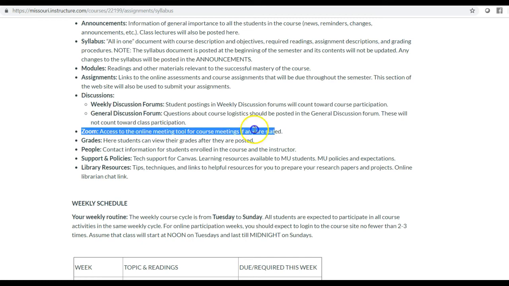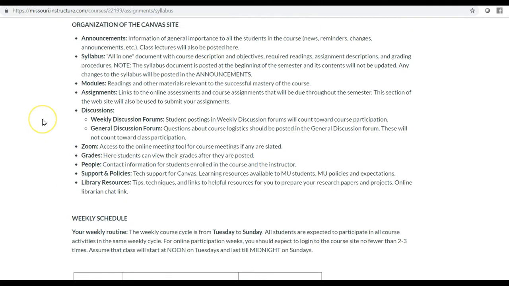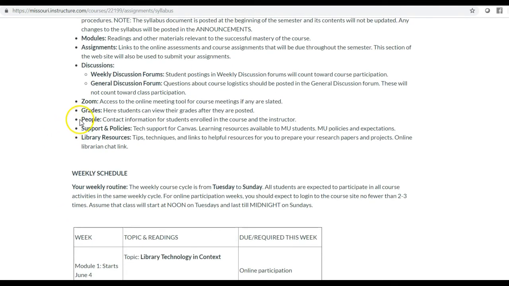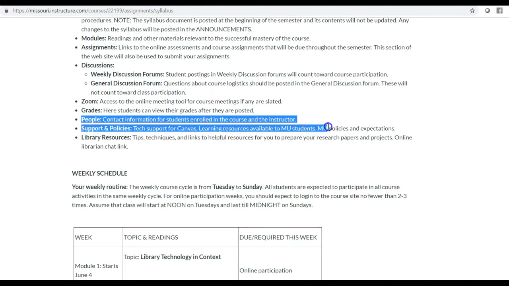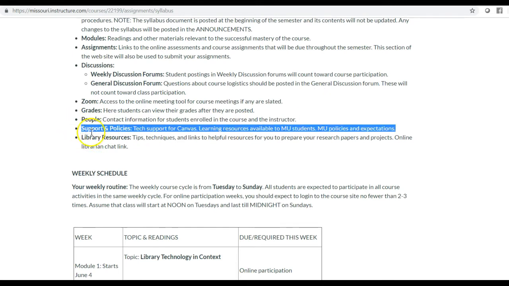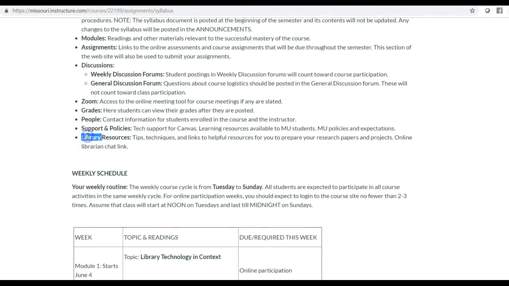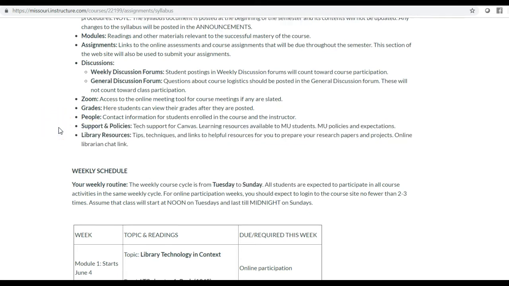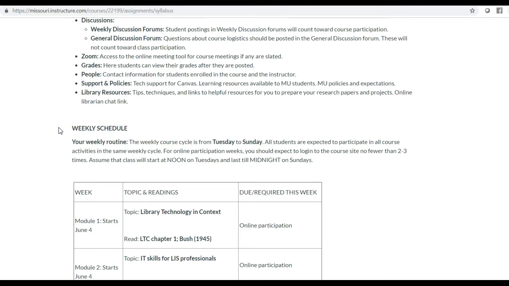So Zoom, we will not have any Zoom sessions, so I phased that out for the summer as well. Grades, you can find those in the grade book once I post grades. Again, unfortunately, because of the nature of my job, it takes me a while to return assignments, but I'm going to get them graded as soon as I possibly can. It's just that I can't create time where there is none. And then you got support and policies and library resources.